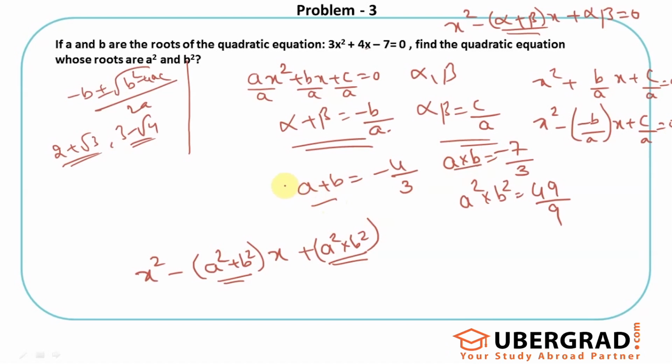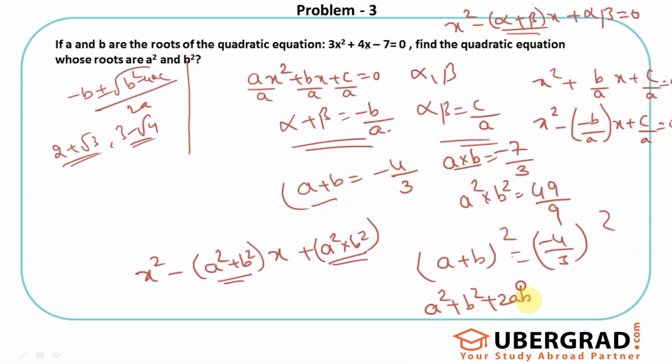How? Square this. a plus b whole square is minus 4 by 3 square, and this will turn out to be a square plus b square plus 2ab equals to 16 by 9. What is ab? I know it, right? Minus 7 by 3. So 2 into minus 7 by 3, a square plus b square equals to 16 by 9. So 2 into minus 7 by 3 is minus 14 by 3. I send it that side, I will get 16 by 9 plus 14 by 3 equals to a square plus b square.